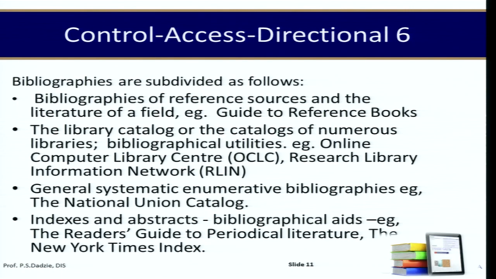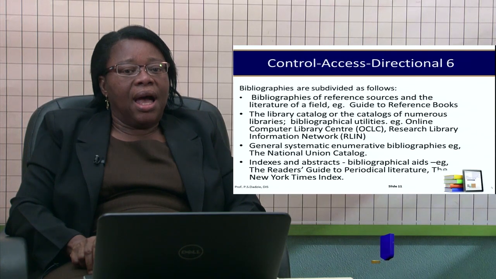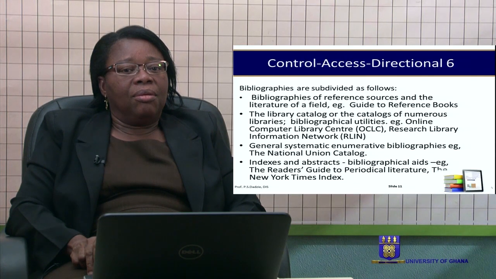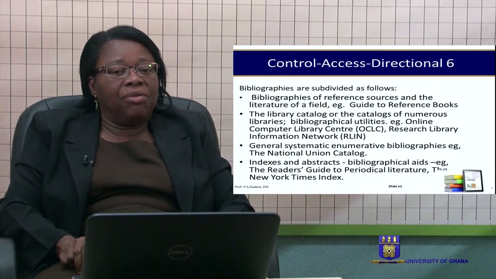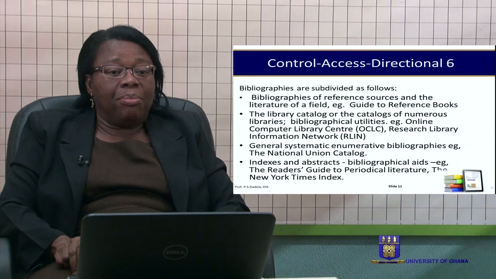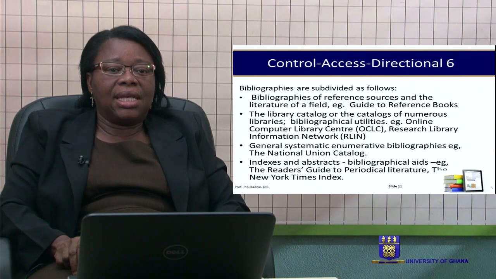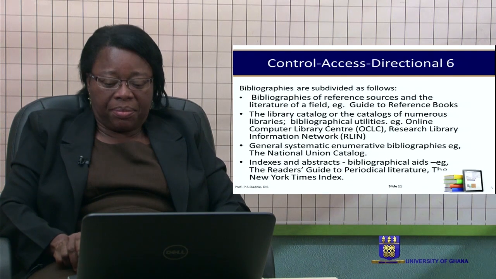Then we have another bibliography known as indexes and abstracts, and they are all bibliographical aids. I believe you remember in the first session I mentioned indexes, and these are secondary sources. Yes, they appear here as well. Indexes and abstracts, they are bibliographical aids.